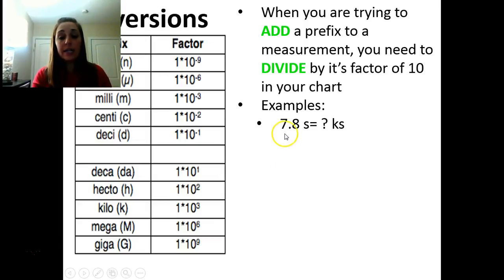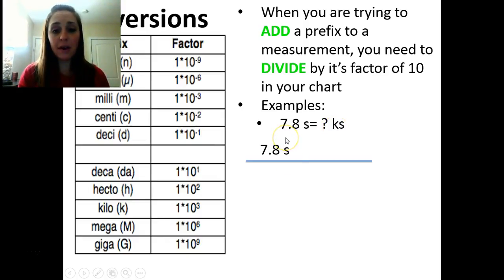Here's another one. 7.8 seconds is how many kiloseconds? Set it up the same. Write what you have, make your crosses. Whatever unit you want to get rid of, that goes on the bottom. Well, I don't want seconds, so it's got to go on the bottom. What I want is kiloseconds, so I put that on the top.